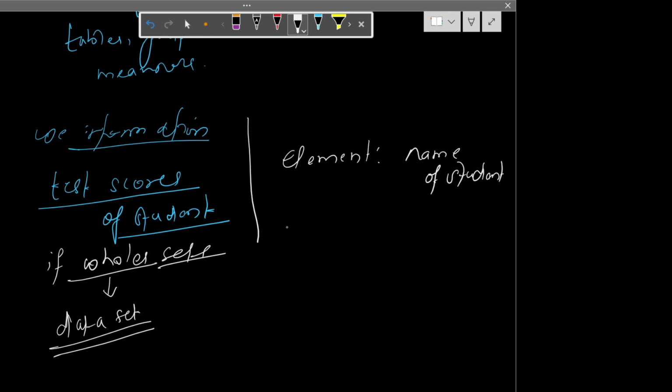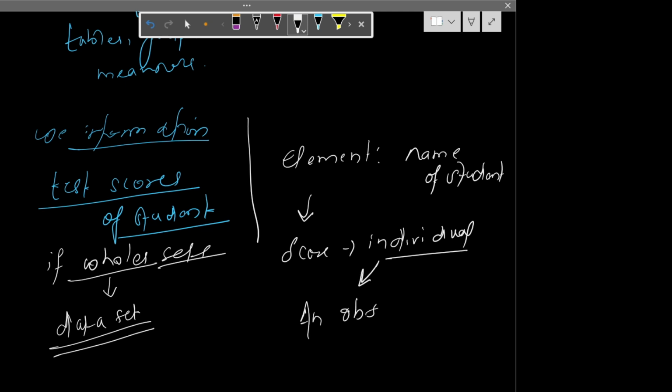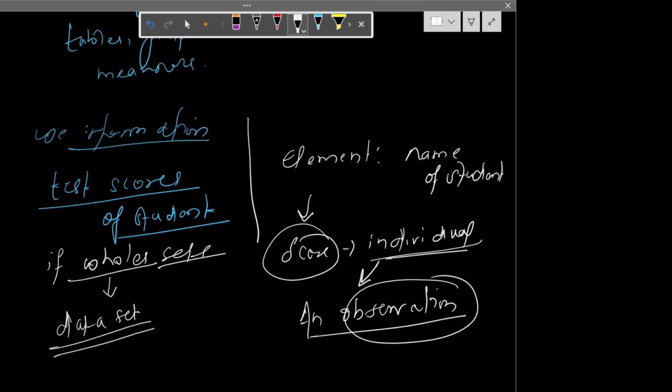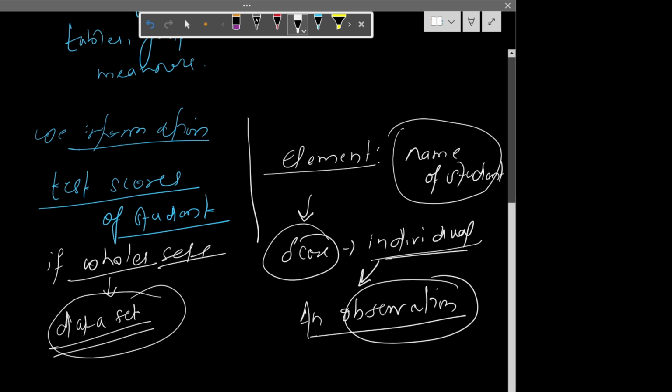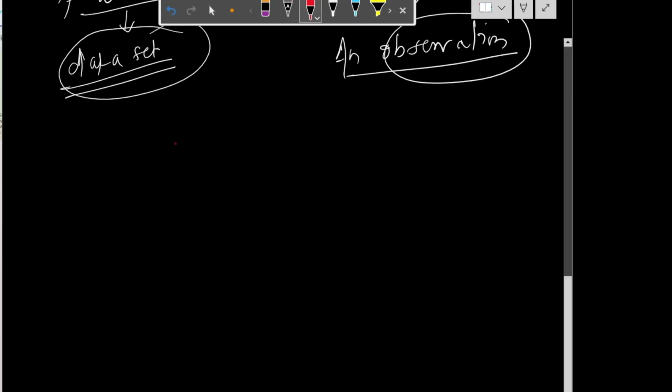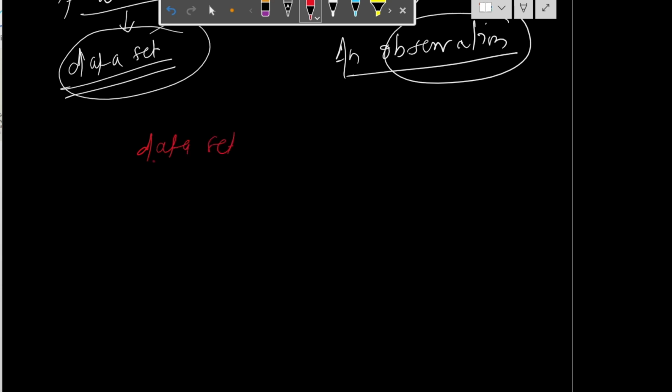Similarly, if the score of an individual student is represented, then we call it an observation. So to understand this: an observation is the score of each student, an element is the name of a student, and the data set is the whole raw data of the test scores of all the students in our class. Now we have a data set here.